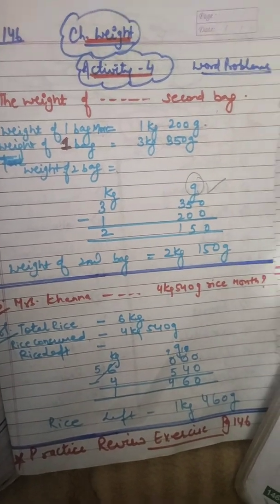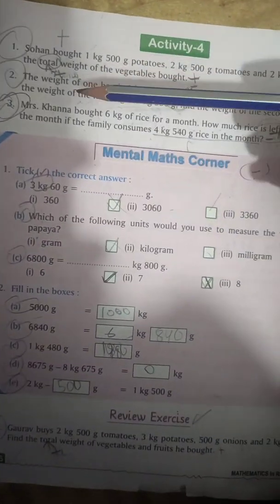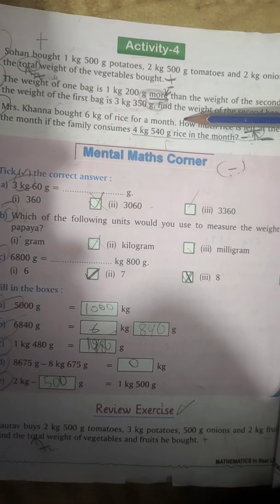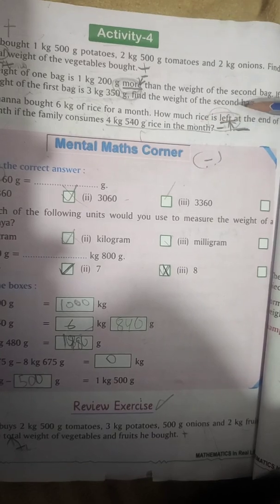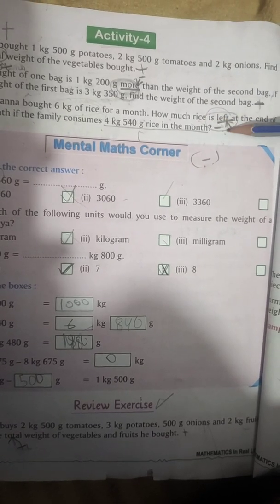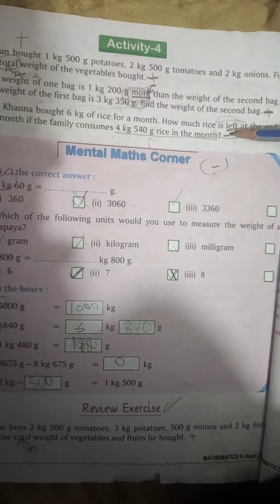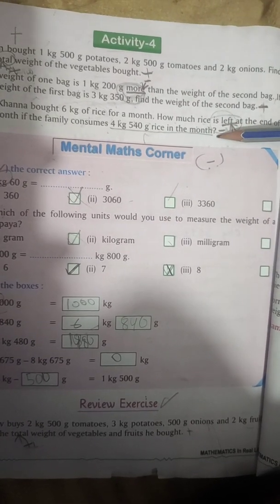See, in the same way it is the third question. Mrs. Khanna bought 6 kg of rice for a month. How much rice is left? See, the word left is used in this question. If the words more, less, left are used, that means it has to be subtracted. Now do this question in your notebook.